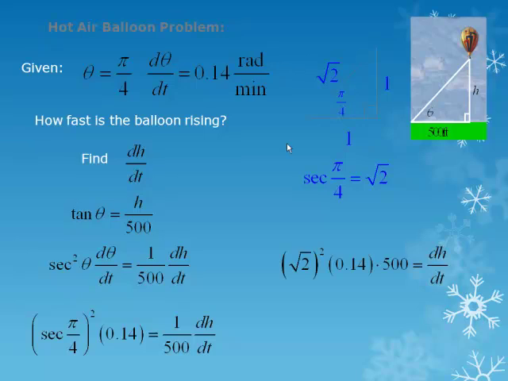So now I have square root of 2 squared times 0.14, and then I multiply by my 500 on the other side to solve it for dh dt. And I see that I have 140 feet per minute. That is how fast the balloon is rising.